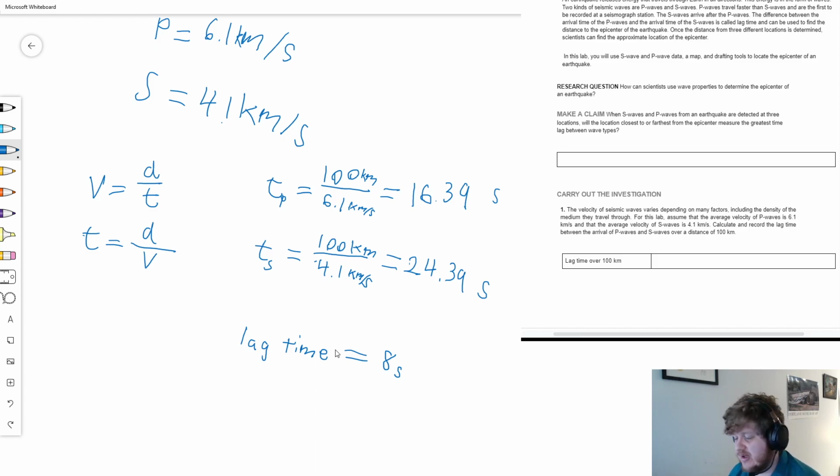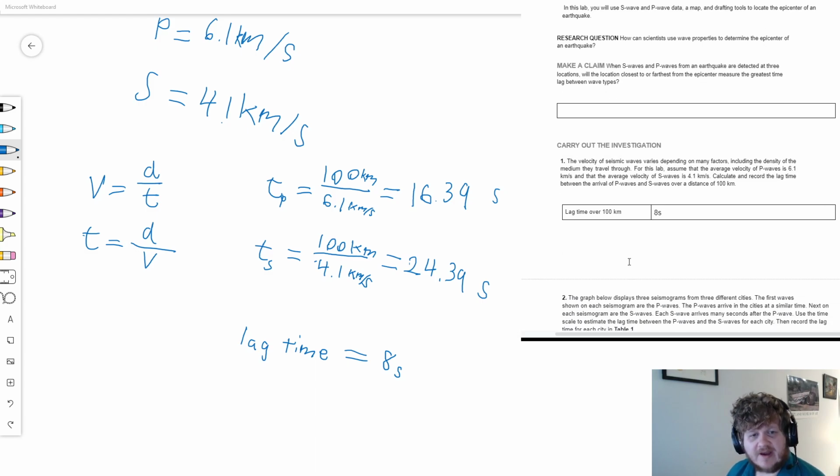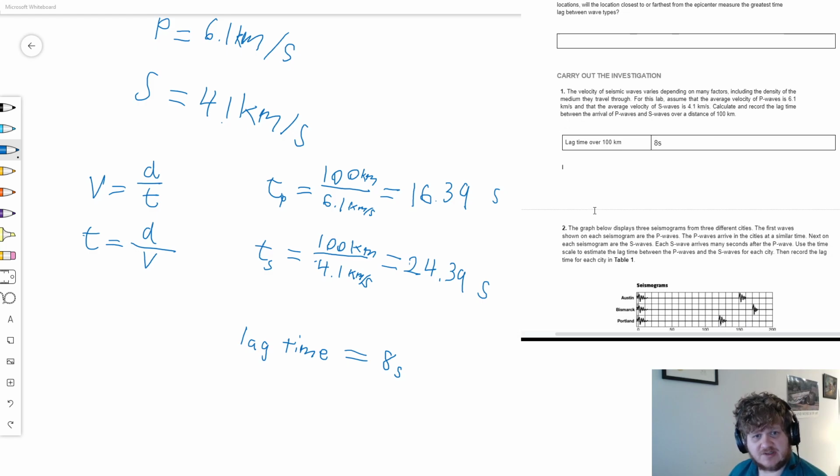So that's what we'll put in for our thing right here. Our lag time over 100 kilometers is 8 seconds. Okay, 8 seconds. Bam. So now we have our lag time over 100 kilometers of 8 seconds. That'll be useful for us.